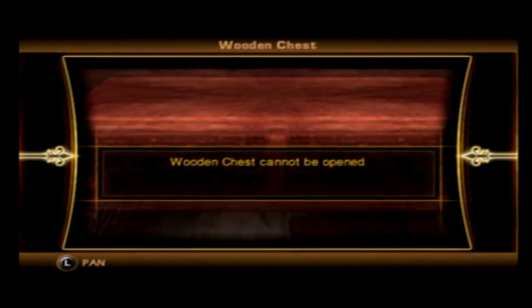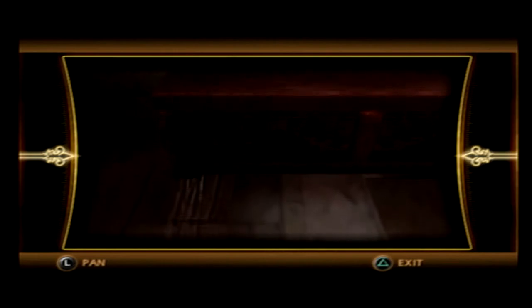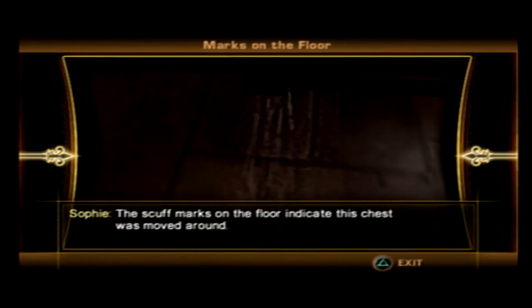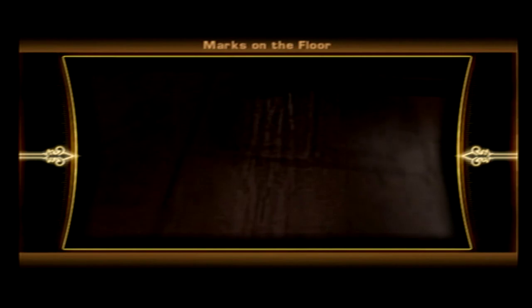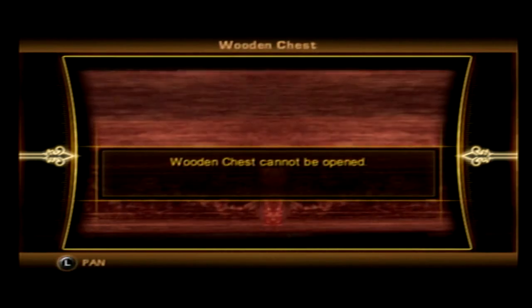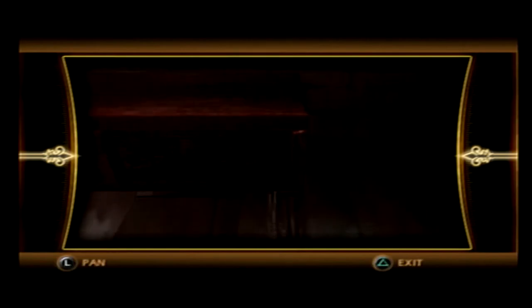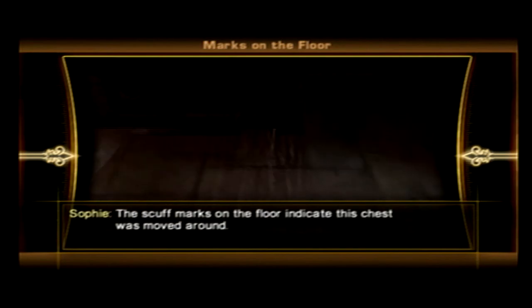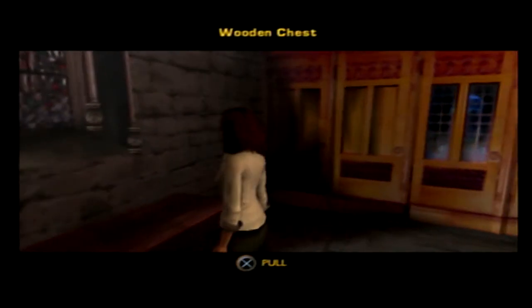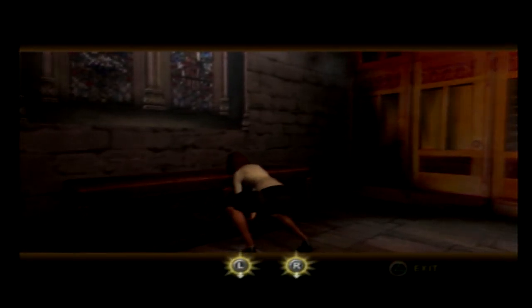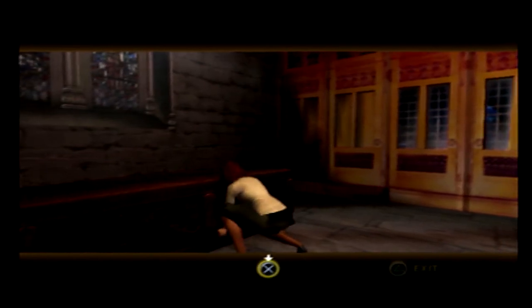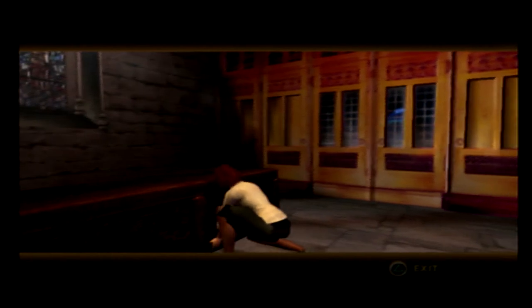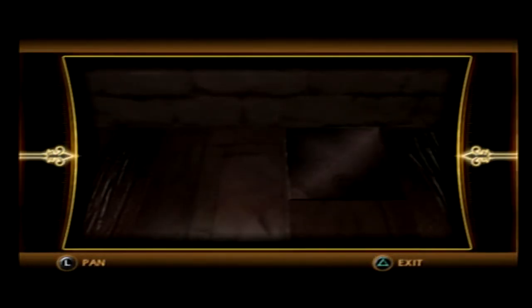Oh, wooden chest. Oh, it can be moved though. The scuff marks on the floor indicate this chest was moved around. So can I move? Ooh, there's the button. Pull. There's the pull button. Come on. And come on. Ooh. The hell? Oh.